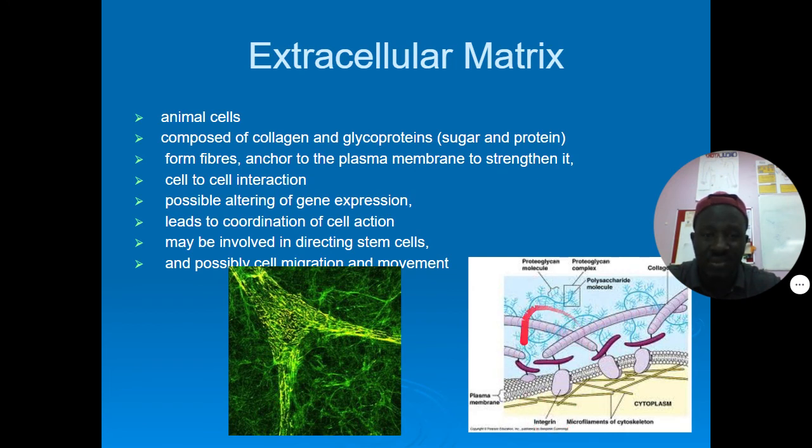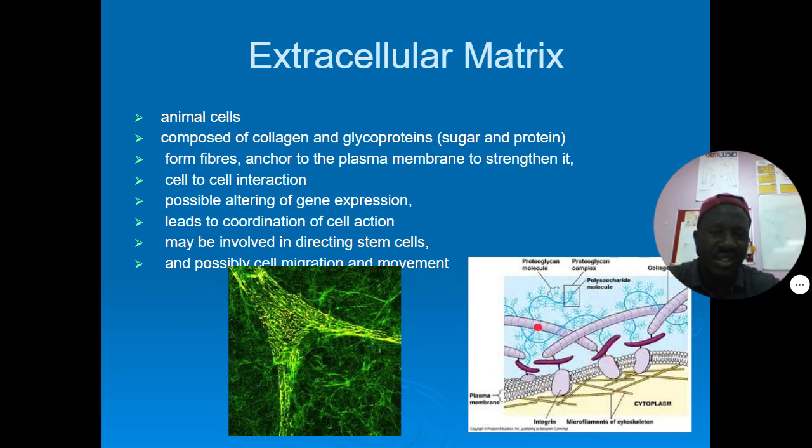That is extracellular matrix. Cell-to-cell interaction. A matrix is a fluid part of it. A possible altering of gene expression. They can also alter gene expression, which leads to coordination of cell-to-cell communication or interaction. Extracellular matrices may also be involved in directing stem cells. That's also another function, and possibly cell migration and movement.